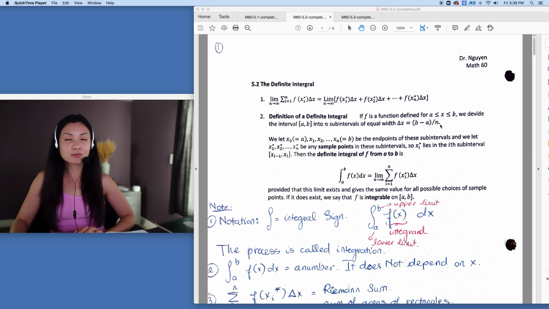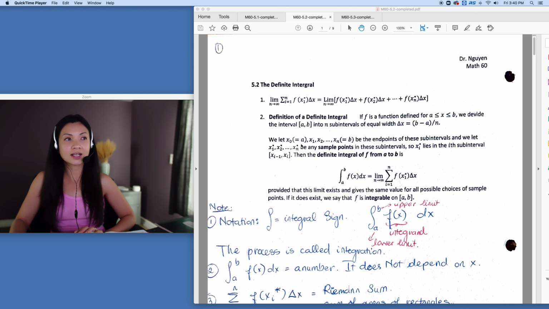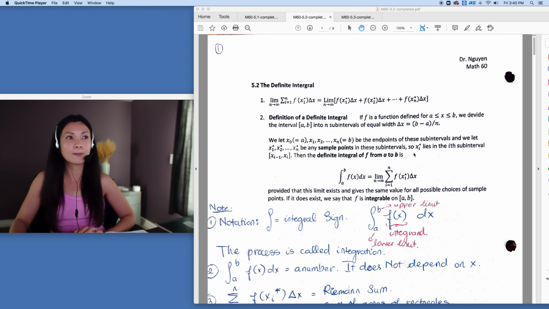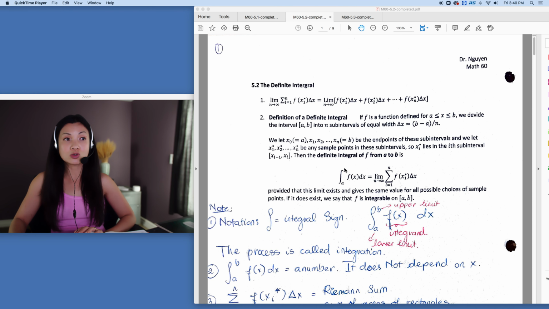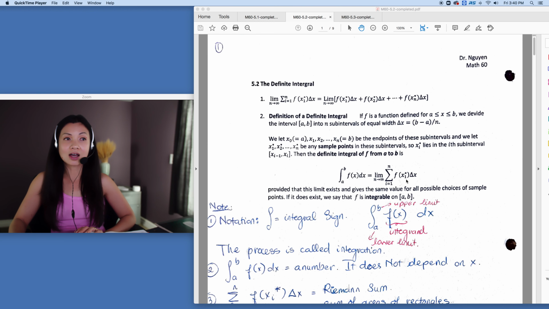This is similar to what we did in 5.1. But this time we actually state the definition, right? So you see right here, we let x naught equal to a and so on. Now, the definite integral is going to be like this. So you see right here, this is the integral sign from a to b of f of x. That's pretty much just the limit of the sum of f of xi star delta x.